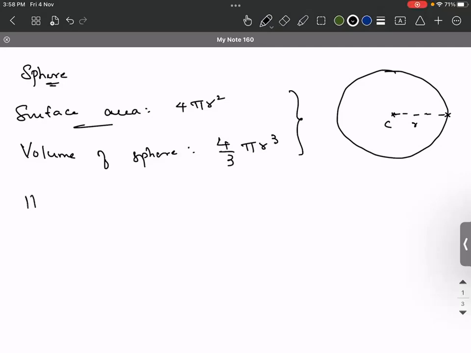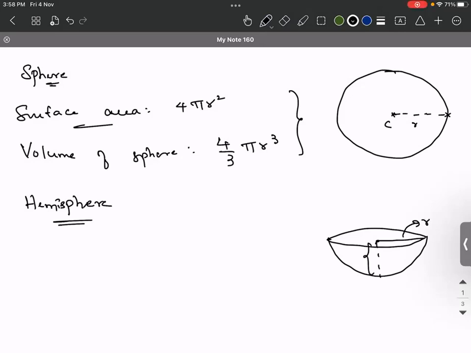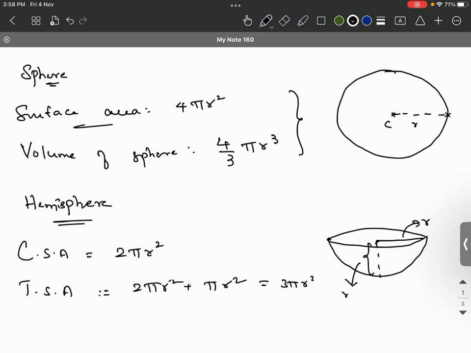Right? Similarly, if we think of a hemisphere. What is a hemisphere? A hemisphere is half of a sphere. So when you take a hemisphere like this, if this is R, and this is also R, what is going to be the curved surface area of a hemisphere? It is going to be 2 pi r square. What is going to be the total surface area of it? It is going to be 3 pi r square.